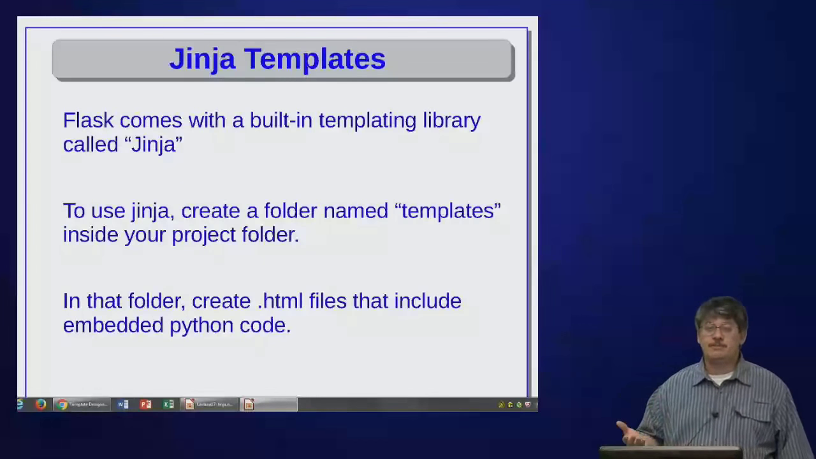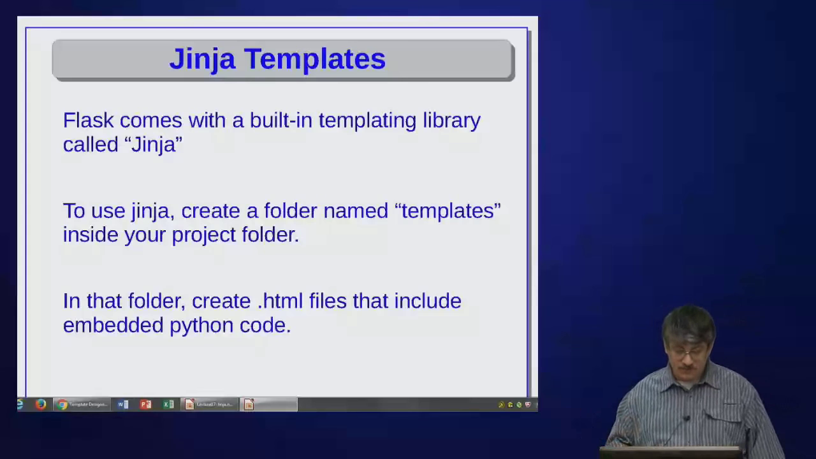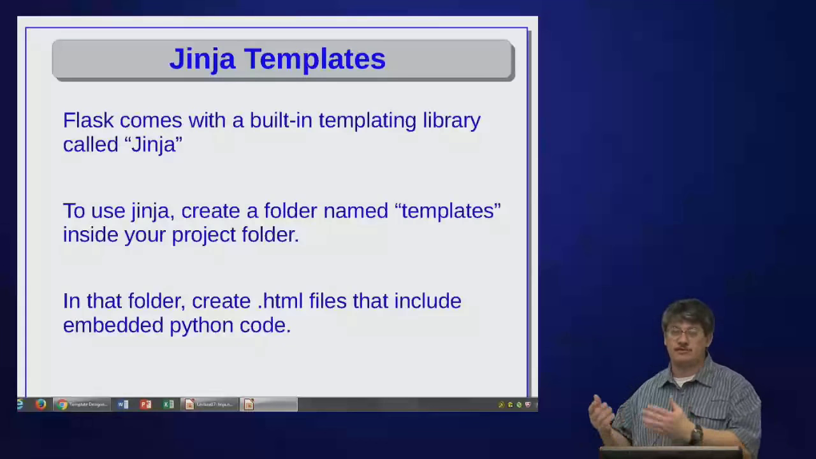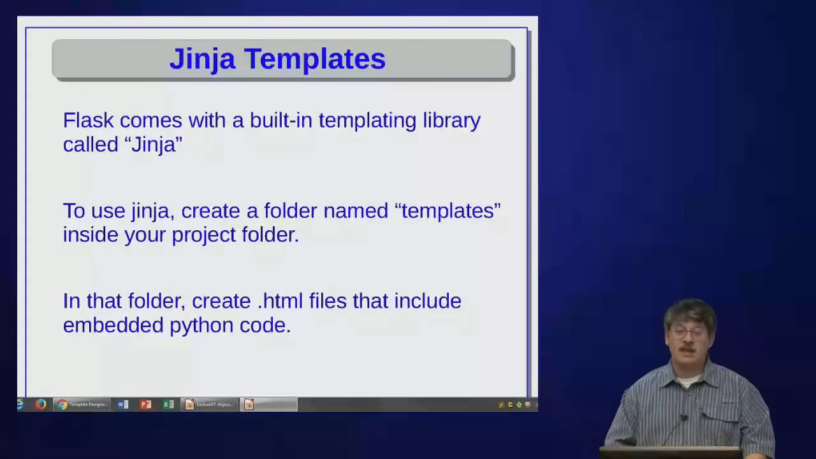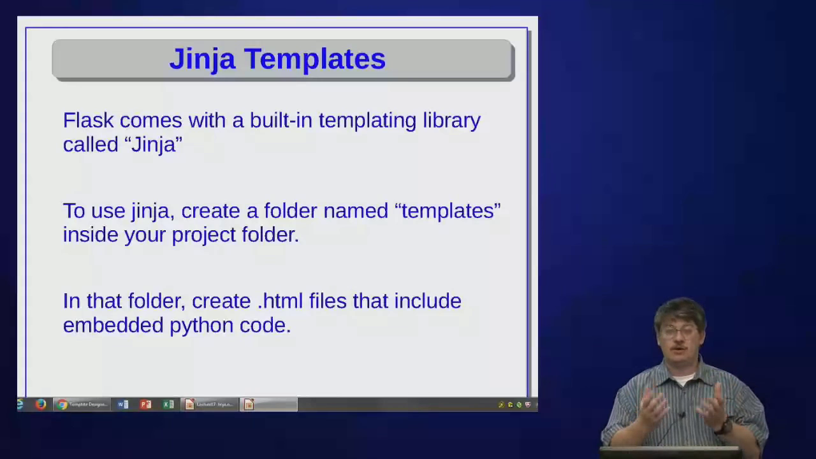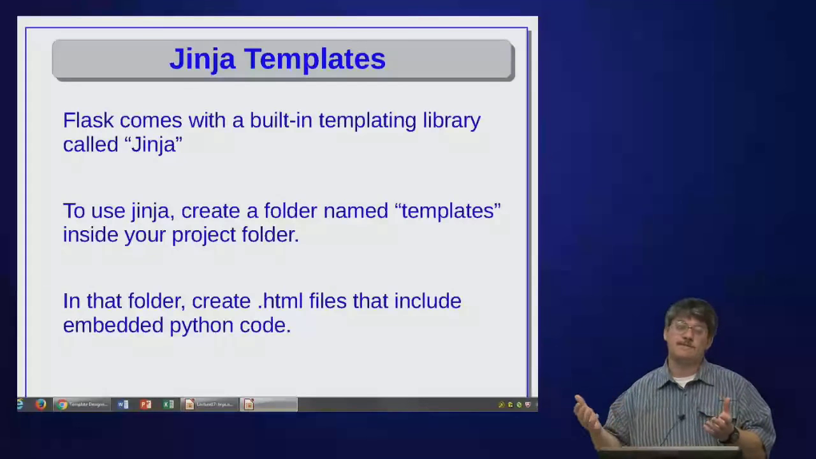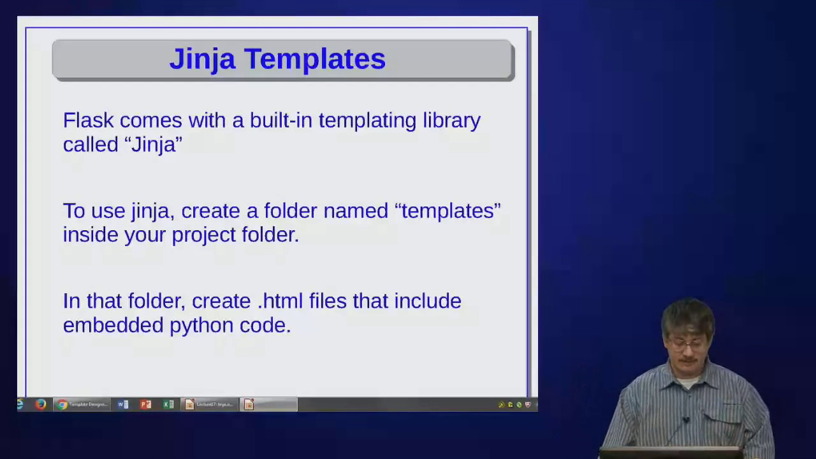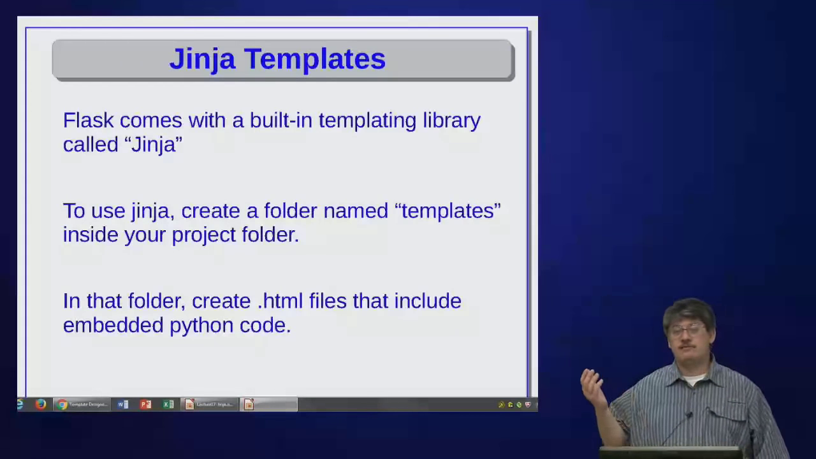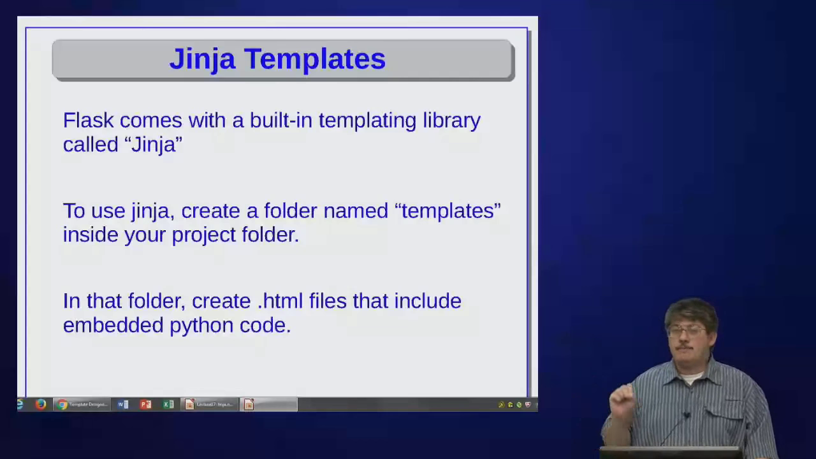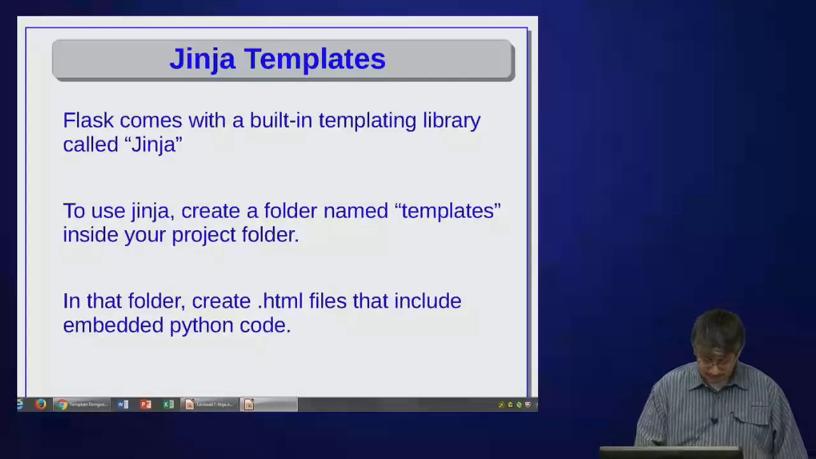So the templating library that comes with Flask is called Jinja, J-I-N-J-A. And to use it, we have to create a special folder named templates. We're going to put our template files in the templates folder, and that folder goes inside our project folder. So we're going to have our Flask code in one folder, and inside the folder that has our Flask code, we're going to have a subdirectory, a subfolder that contains our Jinja templates. We're going to create files in the templates folder, and they're just .html files. But we're going to embed some special code into the HTML.